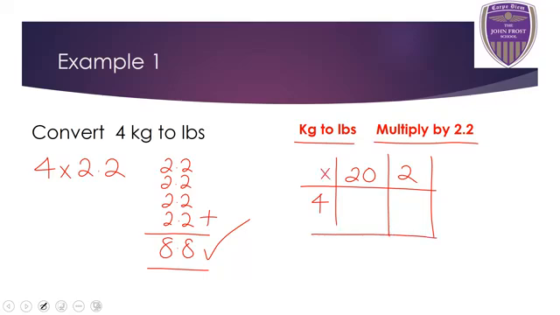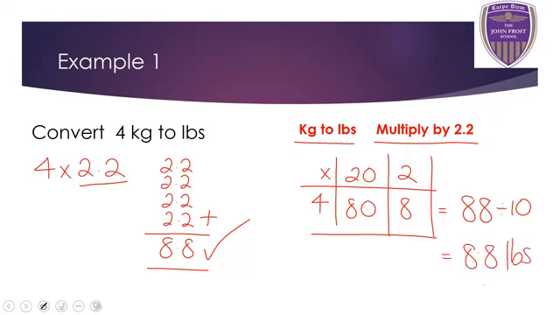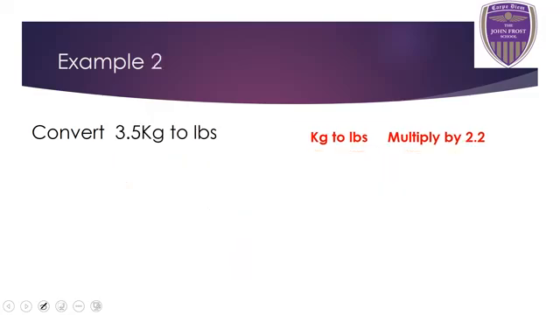4 times 2 is 8. Add the 0. 4 times 2 is 8. And then when you add these together, you'll end up with 88. But if you're using the grid method, because we made it into 22, we'd multiply that by 10. So you'd have to divide by 10 at the end. So you'd still get the same answer. When you're ready, next slide.